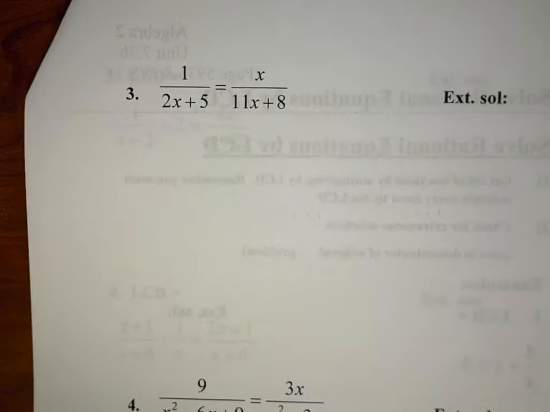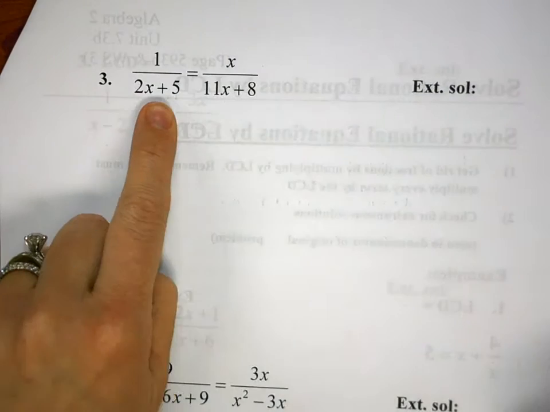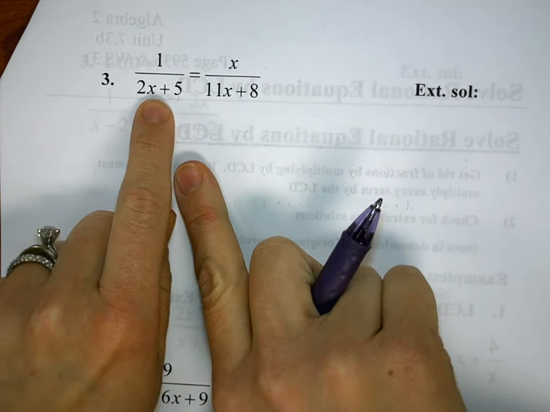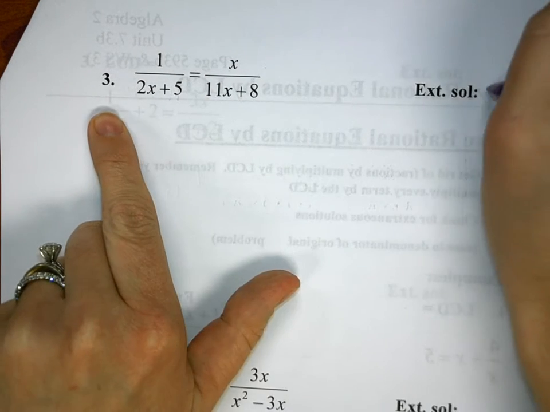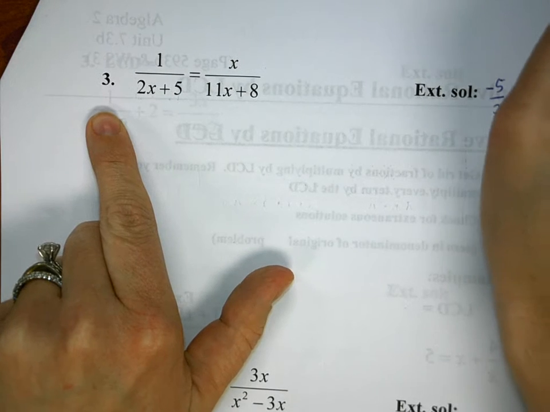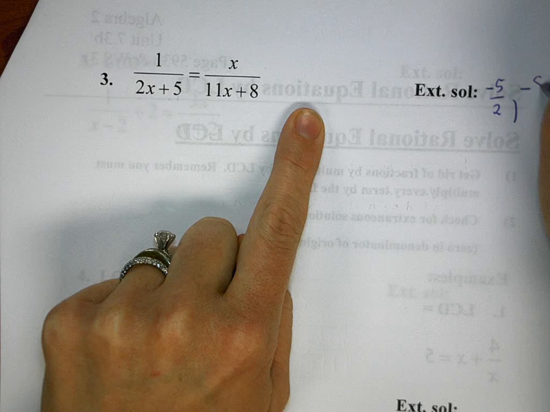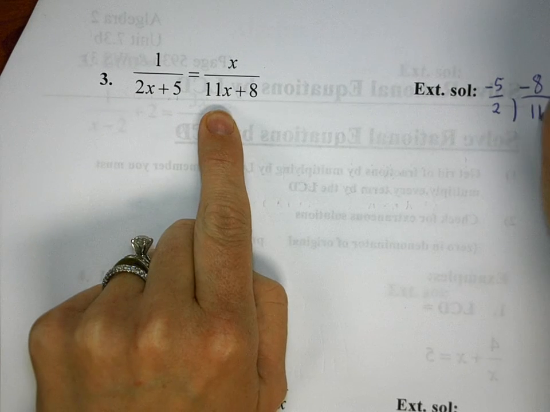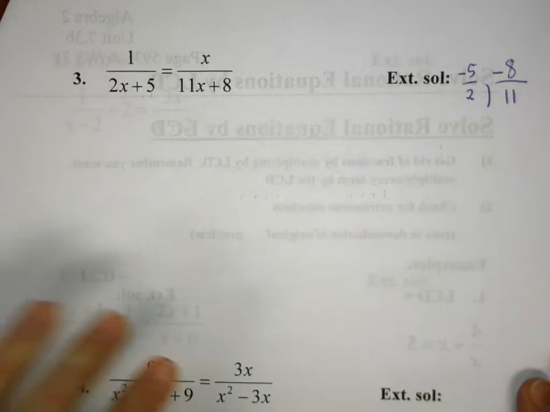Okay, example 3. So hopefully you can figure out what your extraneous solutions are on this one. Again, you can set them equal to 0 if you're not sure, but in my head I know I'd end up moving the negative 5 over and dividing by 2. So that means an extraneous solution is negative 5 over 2. On this one, I would move the 8 over, making it a negative 8, and then I'd have to divide by 11. So those are my 2 extraneous solutions.